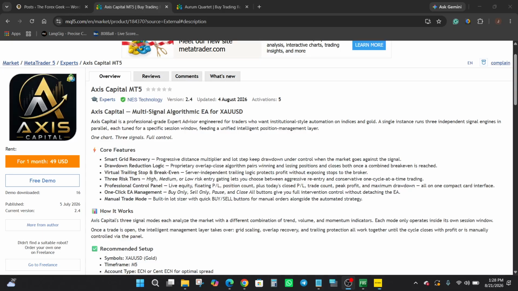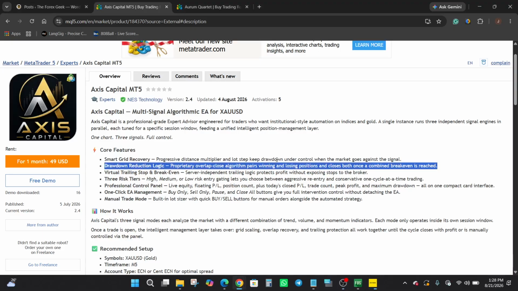The EA also includes what the developer calls drawdown reduction logic. It can pair winning and losing positions and close them together when a combined break-even level is reached. There is also virtual trailing and break-even functionality, which the listing says operates without exposing those stops directly to the broker.